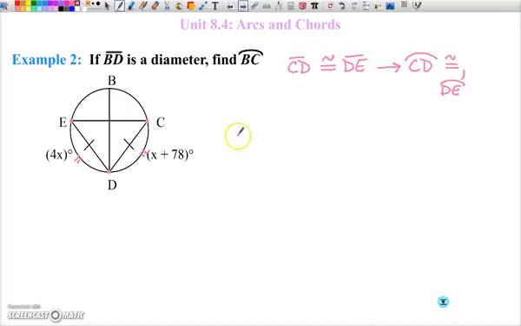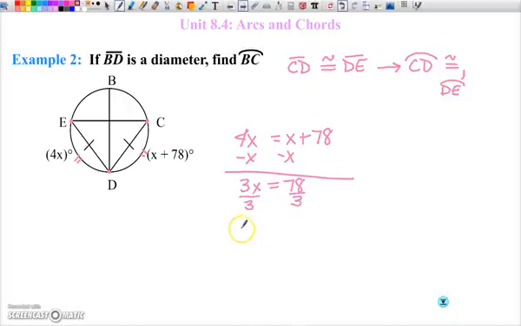So since they're congruent, we set them equal to each other. So 4x equals x plus 78. Subtract x from both sides of your equation to get 3x equals 78, and then divide by 3, and you end up with x equals 26.